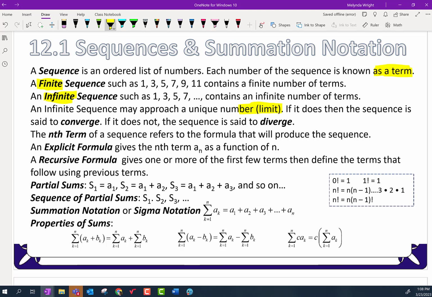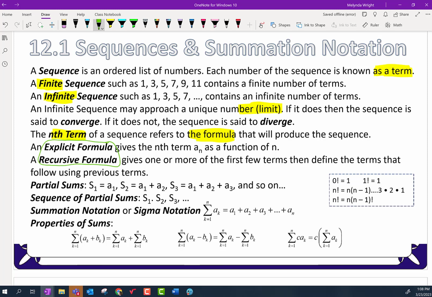The nth term is basically the formula. It's like the equation that generates the terms. It's called the nth term. Nth term is a word that means that's the formula that's going to produce the sequence. Now these two right here, these are two ways to write the formulas. Okay, let's talk about these two ways.